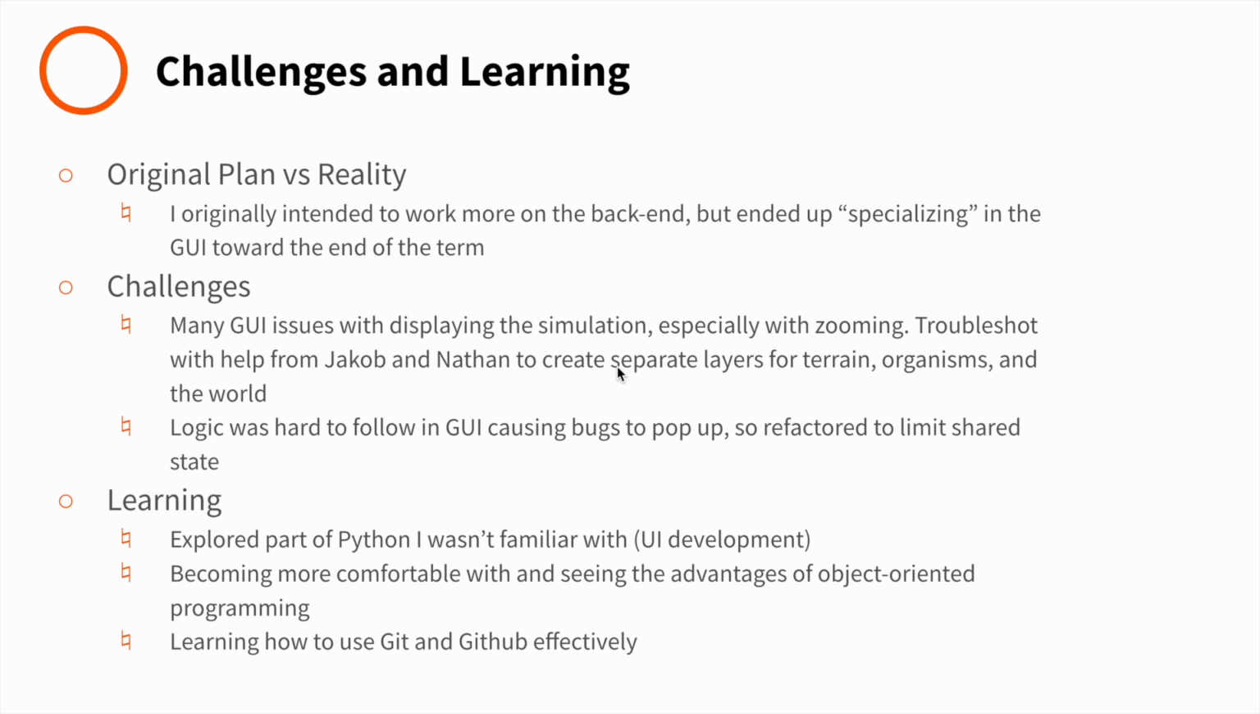I ran into many GUI issues with displaying the simulation, especially once you start doing interesting things like zooming in and out. I was able to troubleshoot a lot of this with help from Jacob and Nathan to organize the graphics into separate layers for the terrain, organisms, and the world. I also had some logical issues in the GUI code, and taking a step back and refactoring into separate classes and functions and limiting the shared state helped solve a lot of those issues.